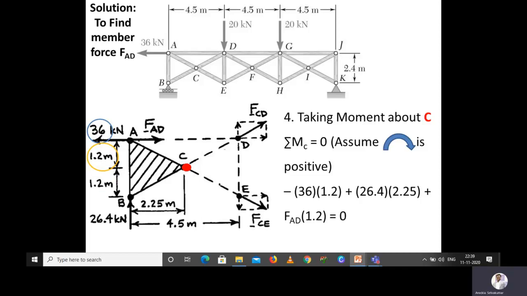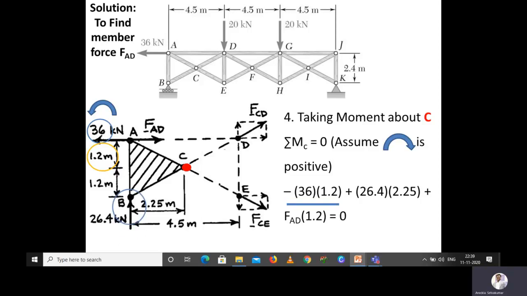So this 36 kilonewton force will make the truss rotate counterclockwise with respect to point C. So minus 36 into 1.2 is given. Okay, this is the thing. So it is counterclockwise, so we are substituting it as negative.